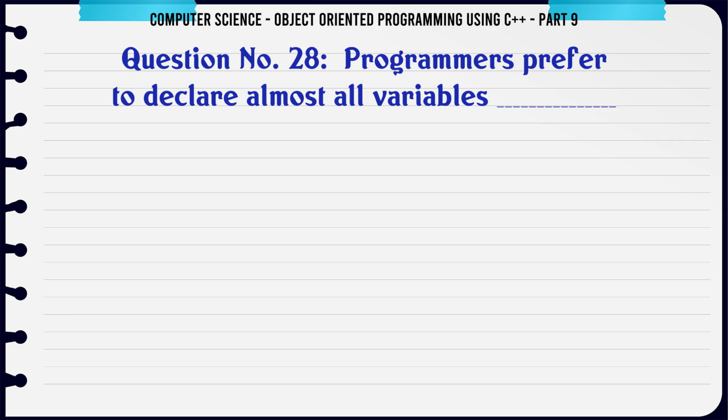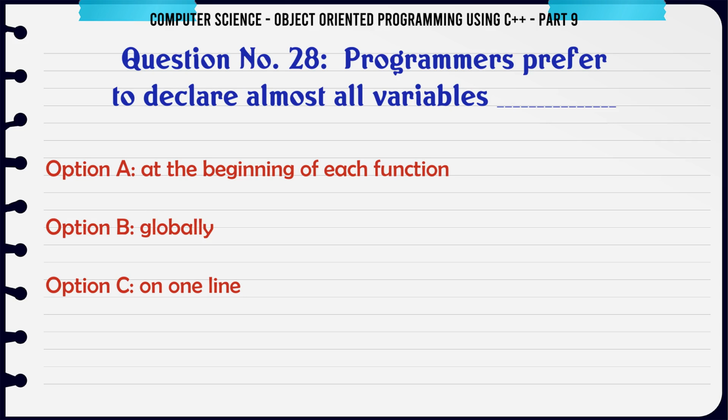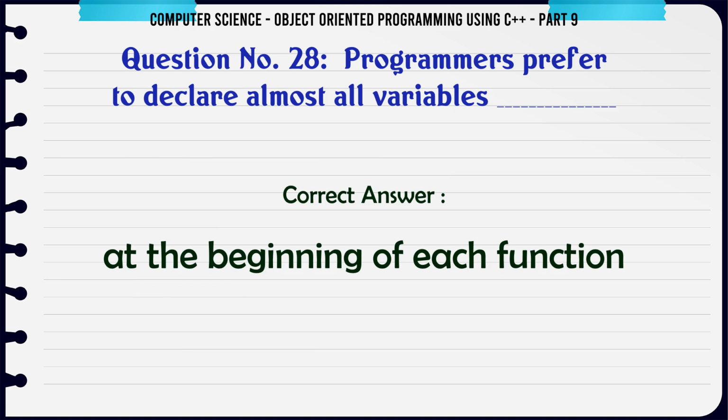Programmers prefer to declare almost all variables: A. at the beginning of each function. B. globally. C. on one line. D. with cryptic names. The correct answer is at the beginning of each function.